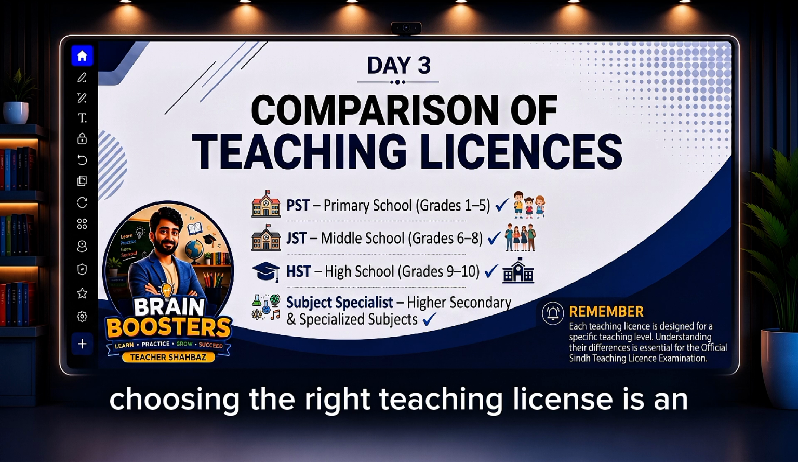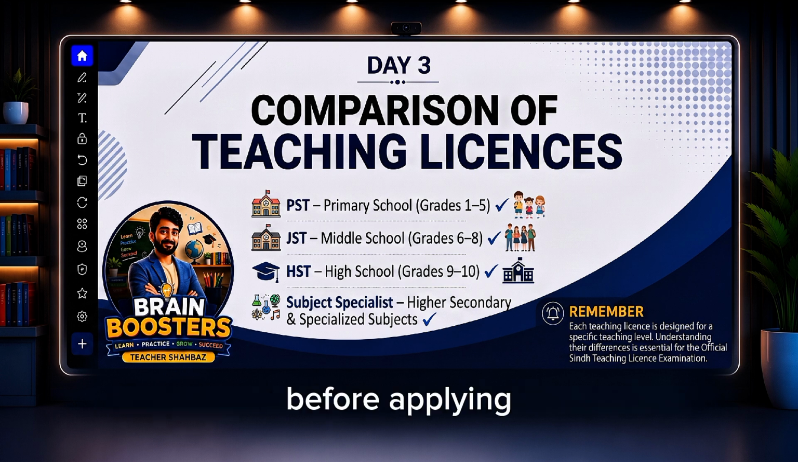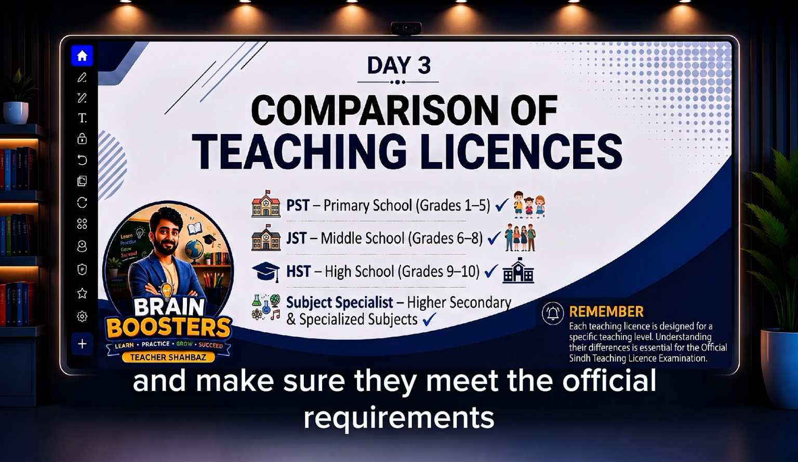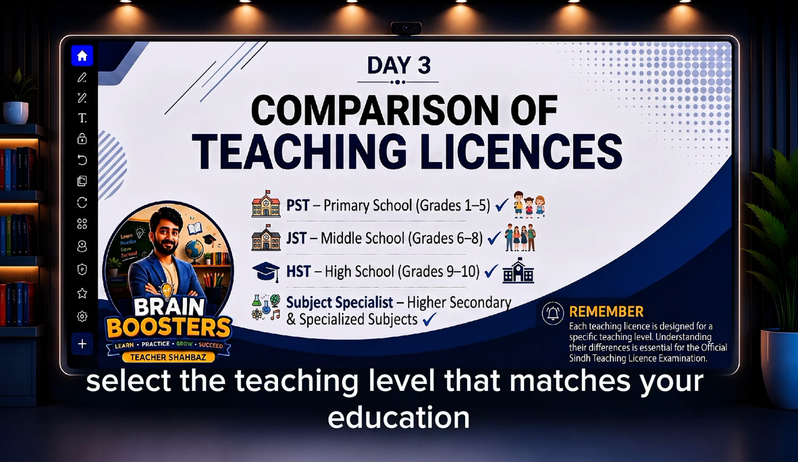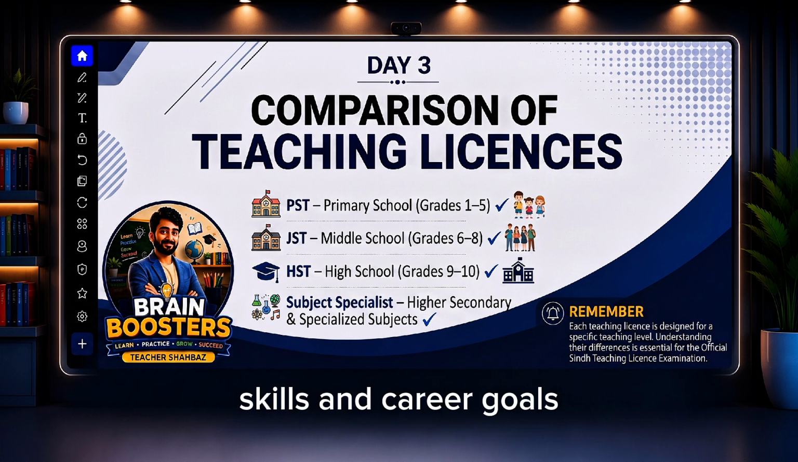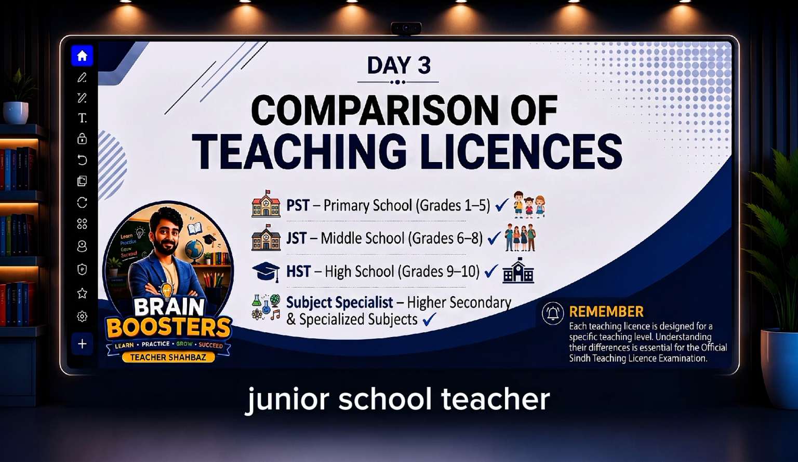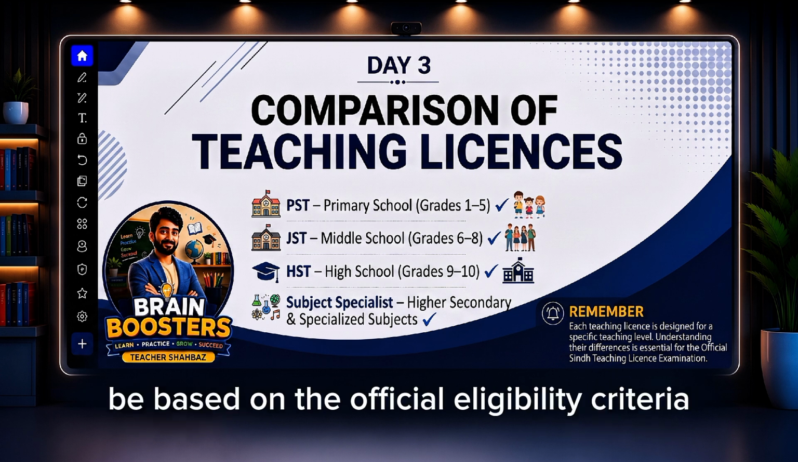Choosing the right teaching license is an important step for every future teacher. Before applying, you should first check your academic qualifications and make sure they meet the official requirements for the license you want to obtain. Next, select the teaching level that matches your education, skills, and career goals. Whether you want to become a primary school teacher, junior school teacher, high school teacher, or subject specialist, your choice should be based on the official eligibility criteria.